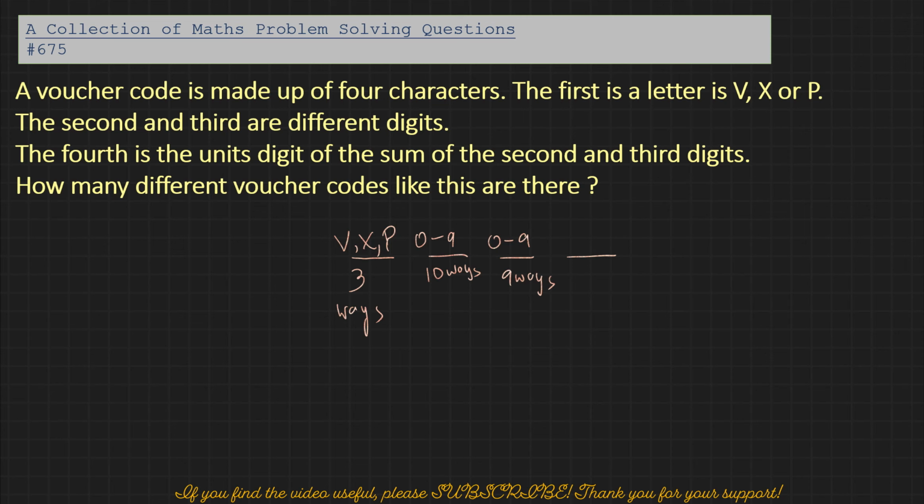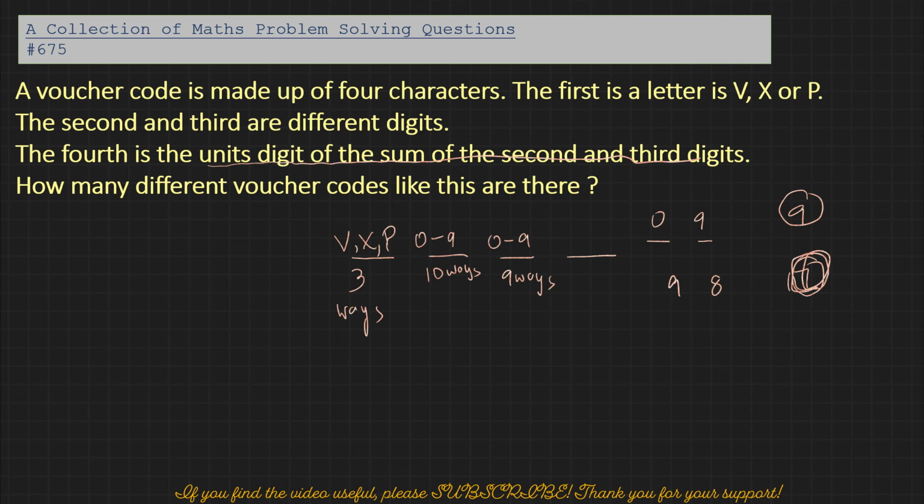And for the fourth place, it's a bit tricky because what they're saying is the units digit is the sum of the second and third digits. So if you have picked a 0 and then a 9, the sum is 9, so it would be a 9. So it's dependent on the second and the third place digits. If you had, say, a 9 and then an 8, then your total would be 17 and the units digit would be 7.